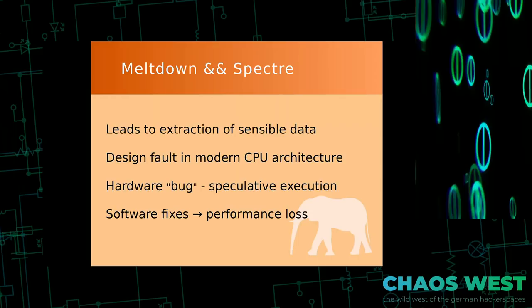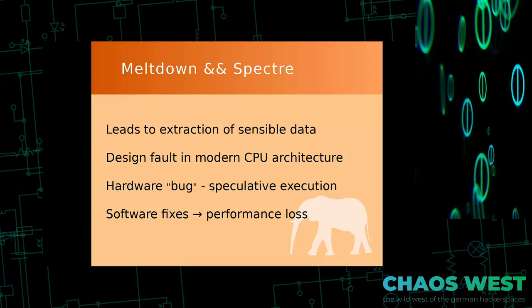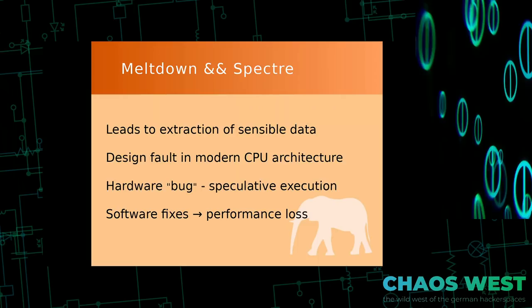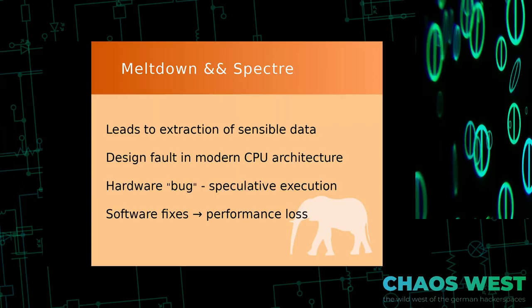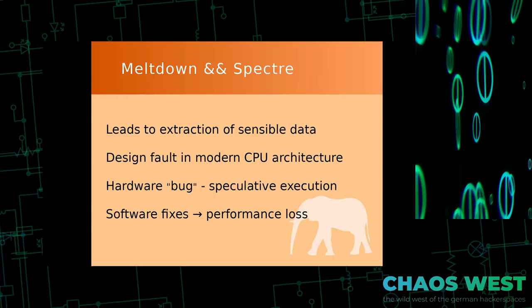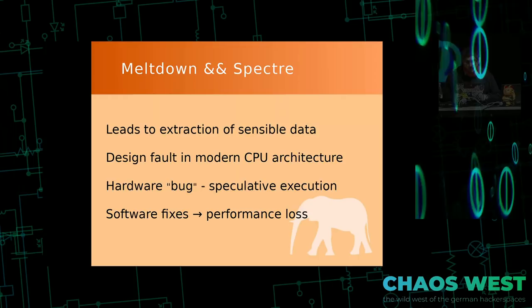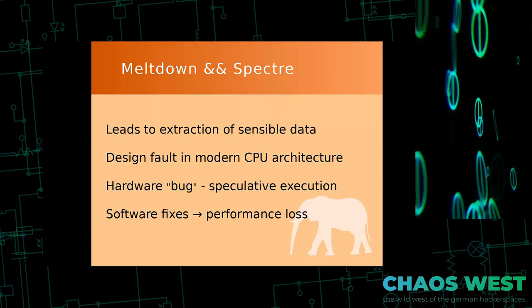So the thing is, speculative execution is used, so it pre-computes other values at the same time, and the values you don't use, it just throws away. But with this feature, you can extract the pre-computed values which you would throw away. There are software fixes out there for that, but there's a really big performance loss. So yeah, software fixes there, but such a big performance loss that even some companies need to buy new hardware because they don't have enough performance for the software.